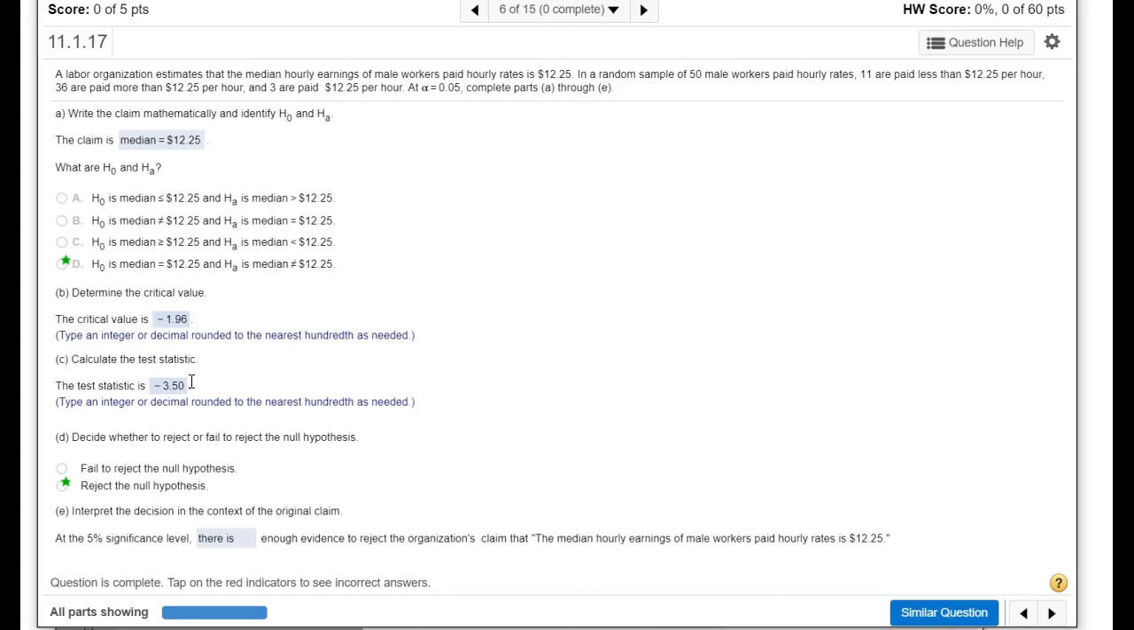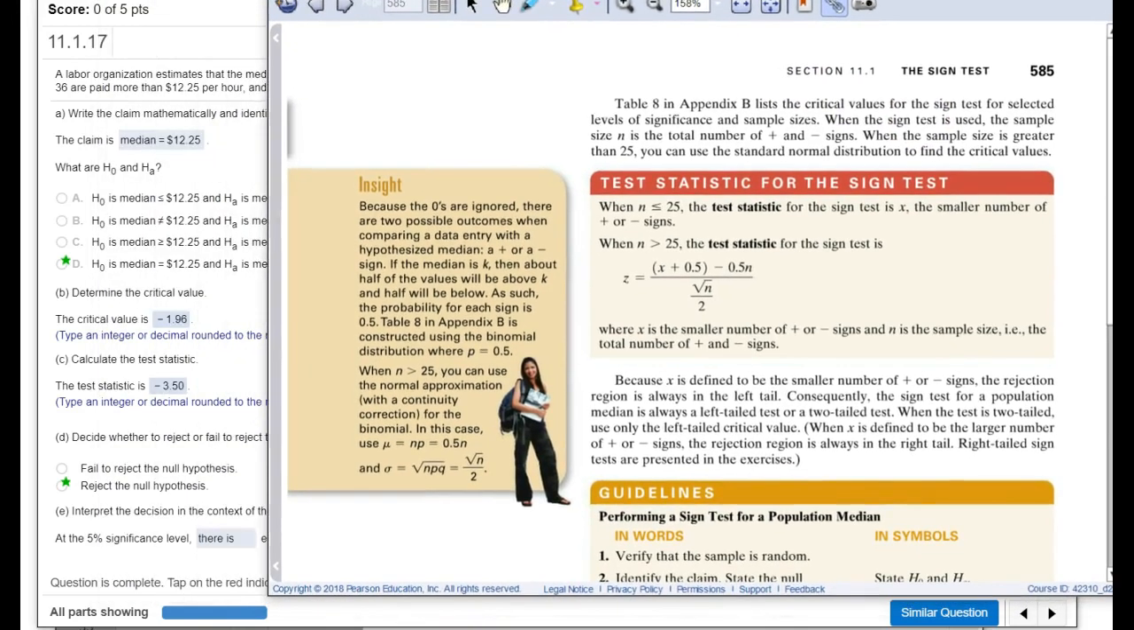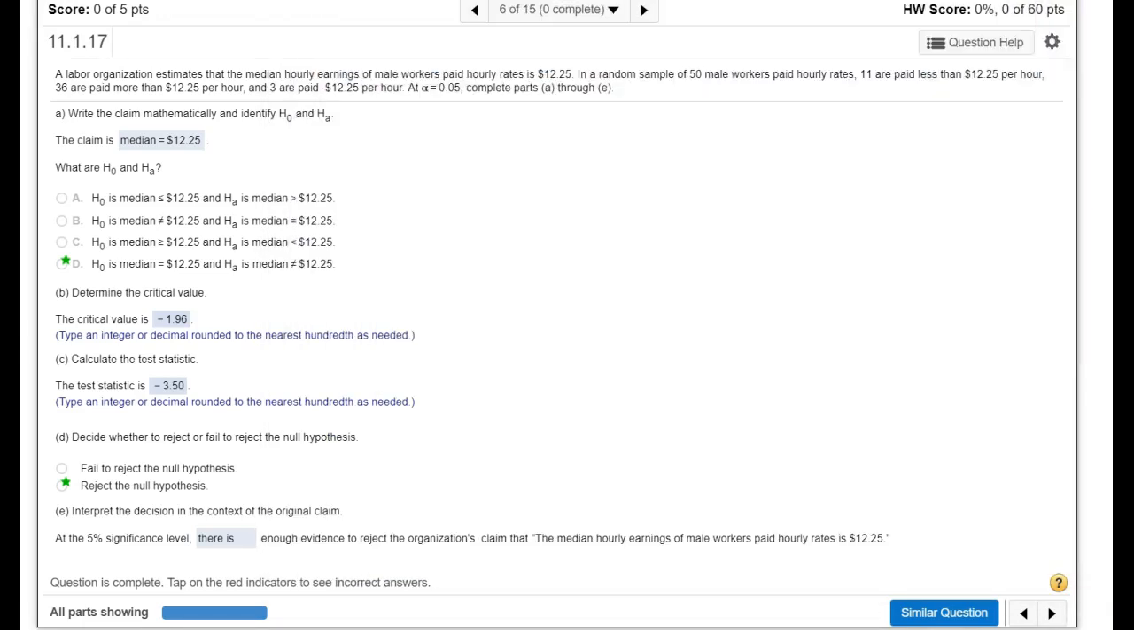Let's go ahead and calculate the test statistic. We're done with the critical value. The test statistic we have to do by hand, since we are given summarized values and not the raw data. So let's look at the formula. I'm going to move this over a little bit and pull up this screen, get it out of the way, and I'll write down the formula.